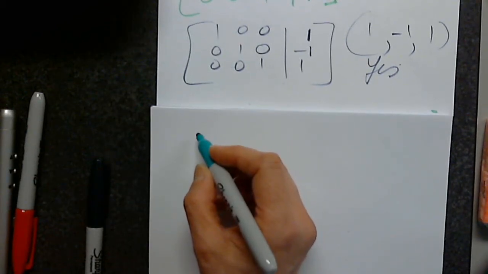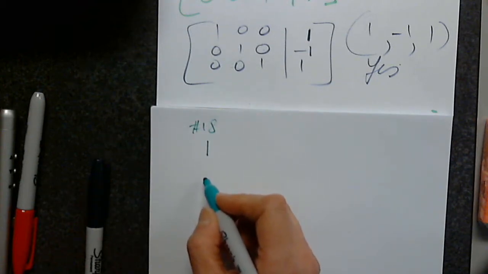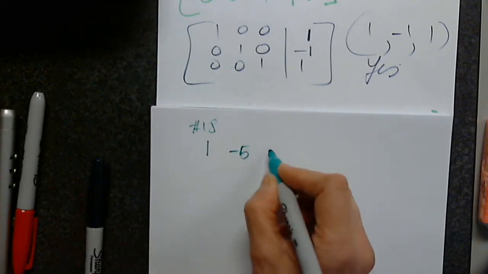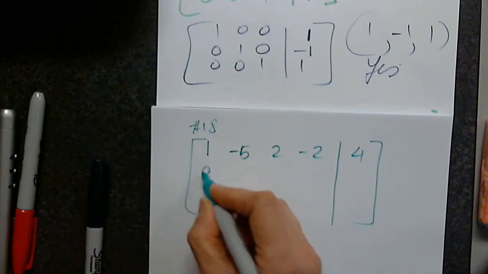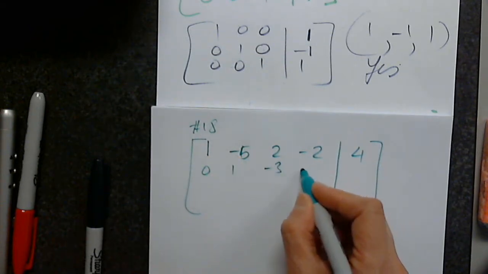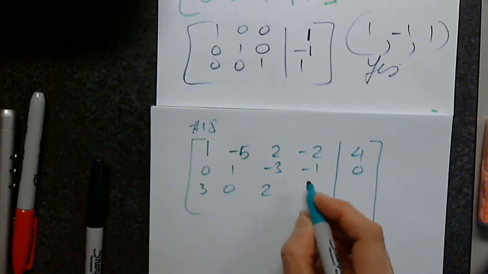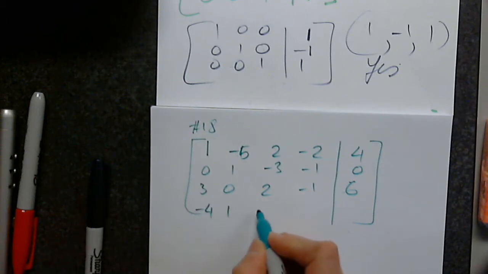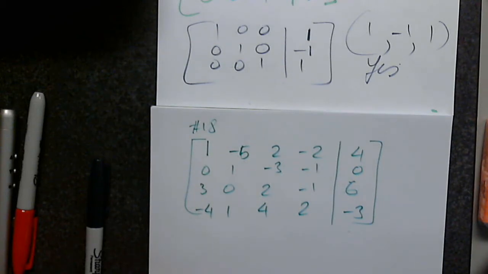What is it? It's 1, -5, 2. On rows or on columns? On rows. 1, -5, 2, -2, 4. Then 0, 1, -3, -1, 0. Then 3, 0, 2, -1, 6. Then -4, 1, 4, 2, -3.